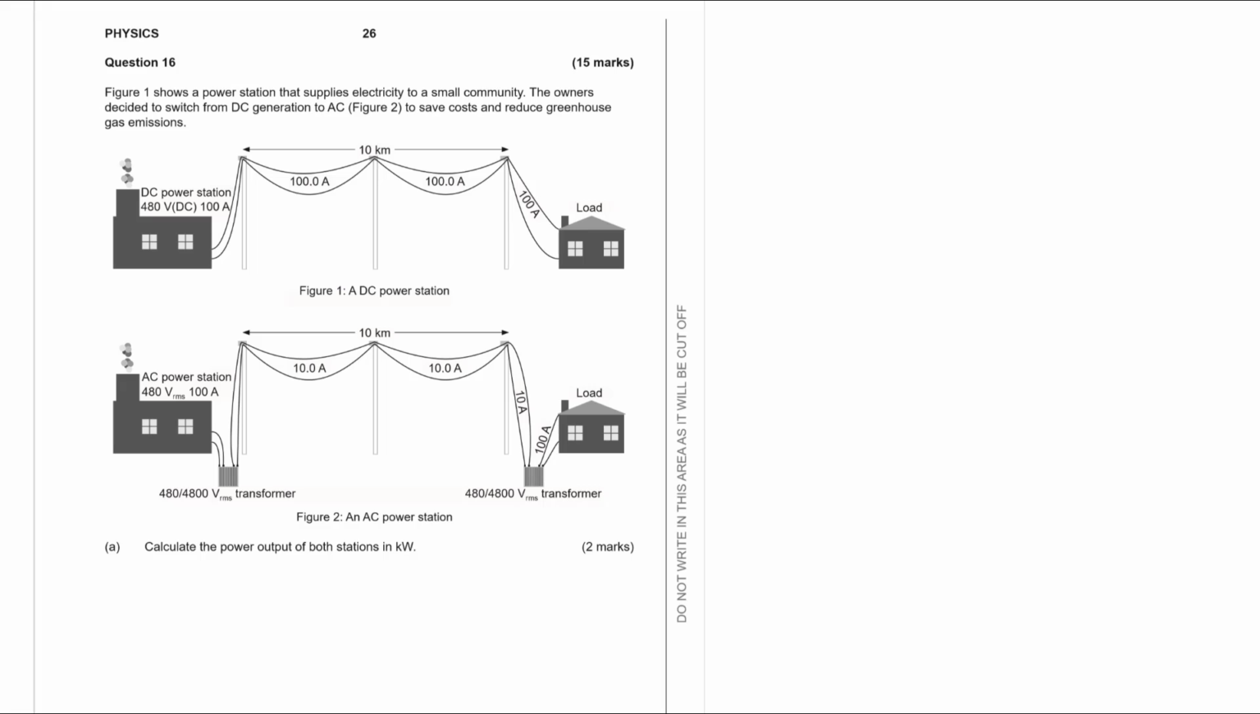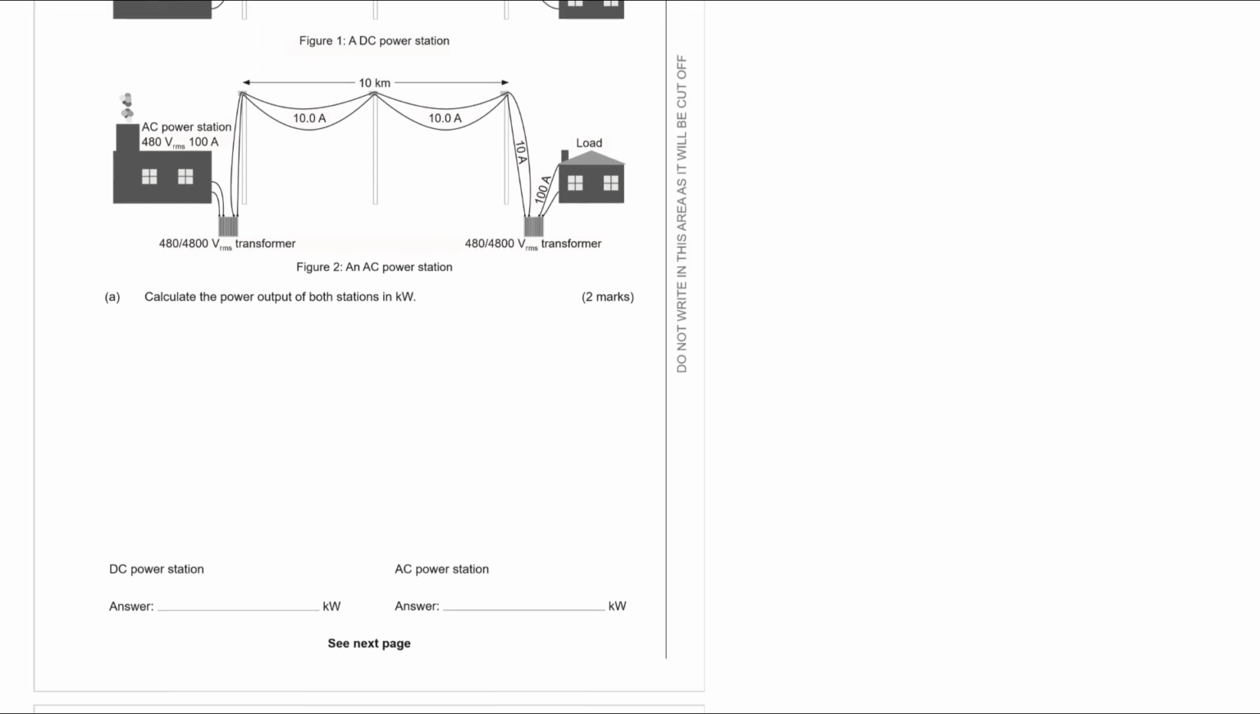Question 16, you're looking at a power transmission line question. You've got two scenarios to consider. One is where you have the power station that's operating at DC, and the other you have a power station that's operating at AC. Importantly, the voltage provided by each power station is the same, and so is the current. So the first question is asking for the power output of both stations in kilowatts, and it gives you a ton of space, but you really don't need that much space.